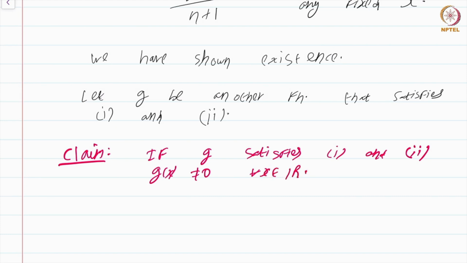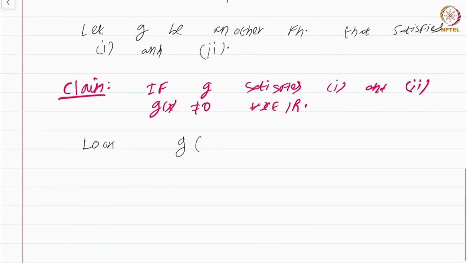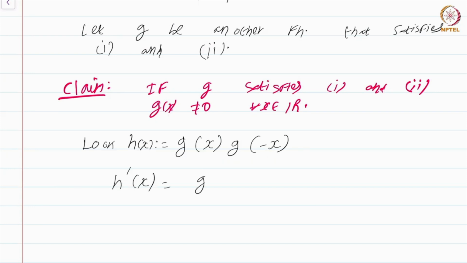Why is this the case? Look at g of x times g of minus x. Look at this new function, call it h of x. Differentiate this h. By the product rule, what do you get? You get g prime of x times g of minus x minus g prime of minus x times g of x. I hope I have done the differentiation correctly.